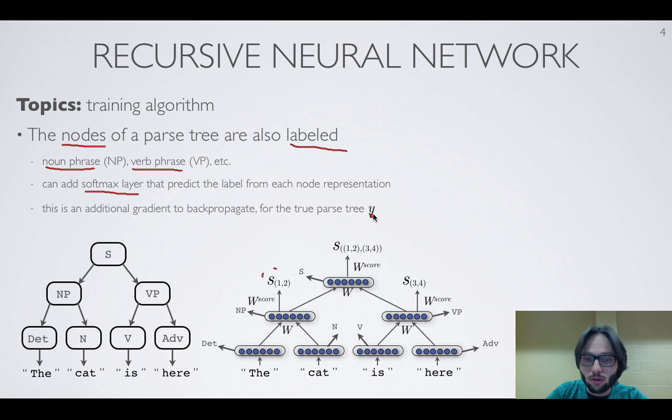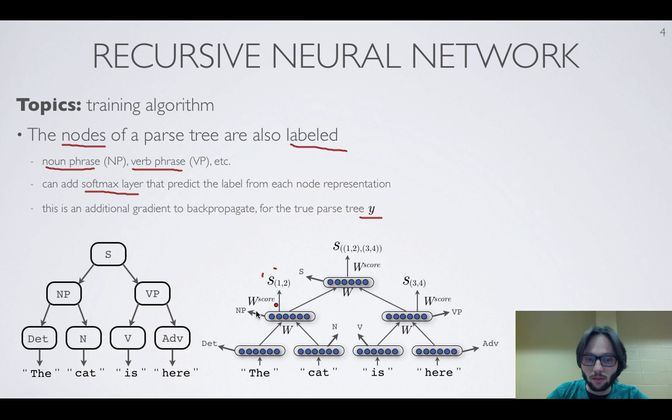And this we can only do for the true parse tree. Why? Because for the predicted parse tree, we don't necessarily have nodes that correspond to the original parse tree, so we don't know what the label should actually be. So this other backpropagation that we can do to integrate also the notion of labels at the internal node in the parse tree, we can only do it for the true parse tree.